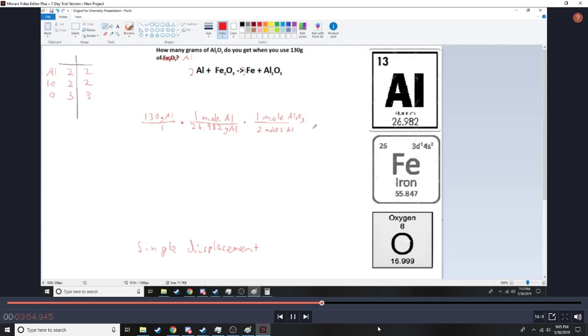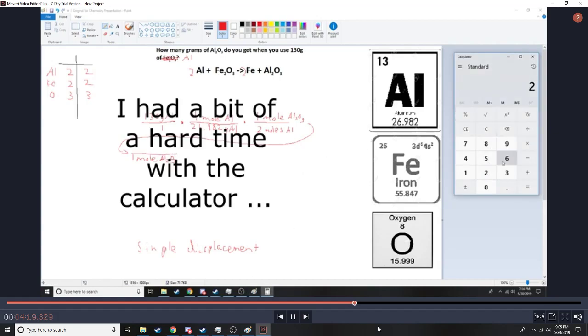But we want it to be in grams. So we're going to have to convert moles to grams. I'm running out of room here, so we're just going to pop back over here. We want to figure out what 1 mole of Al2O3 weighs in grams. To do that, we're going to bring up our calculator.